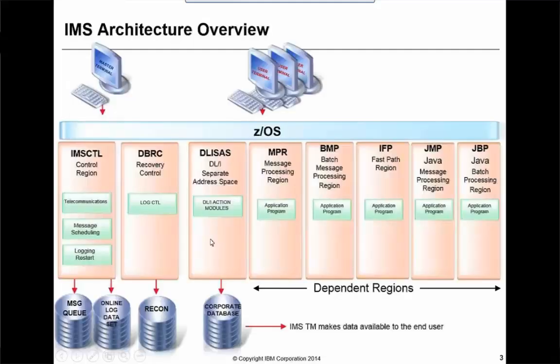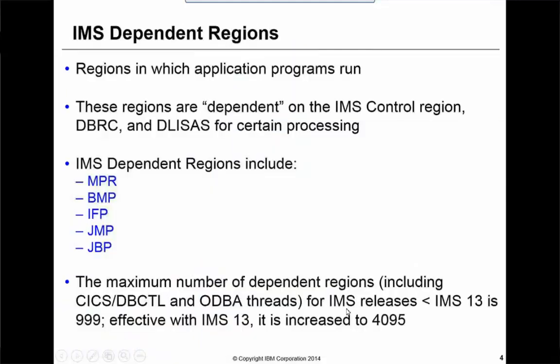Again, here is our IMS online architecture overview. We talked about the three system address spaces in the previous video, which is the control region, DBRC, and DLIBATCH. And today now we're going to focus on the dependent regions. The dependent regions, this is where application programs execute. The reason they're called dependent regions is because these regions are dependent for services on the IMS control region and DBRC and DLIBATCH.